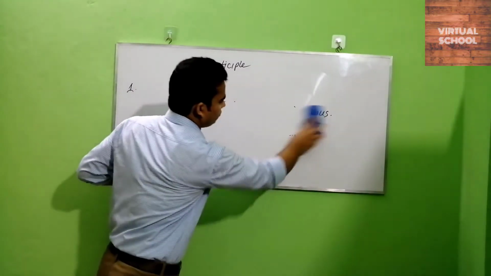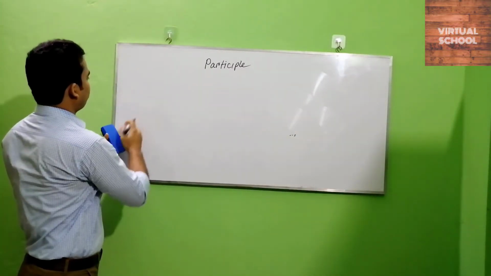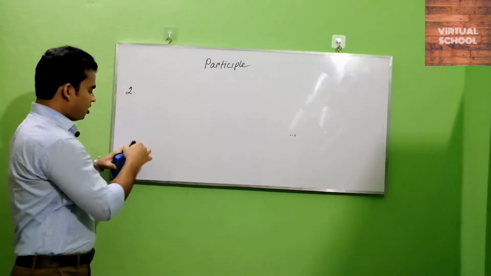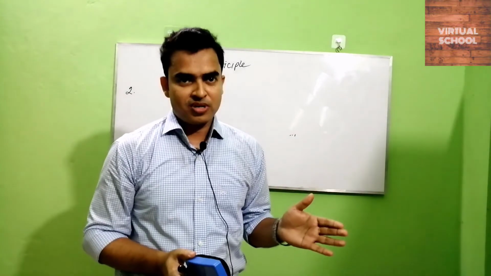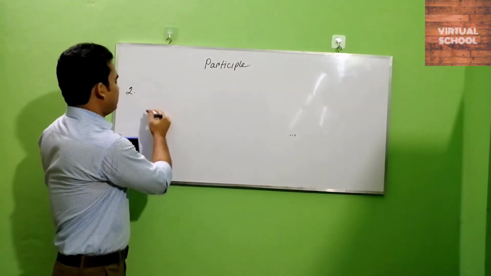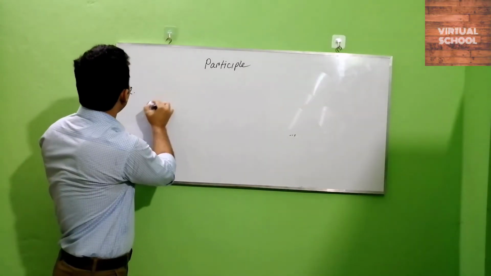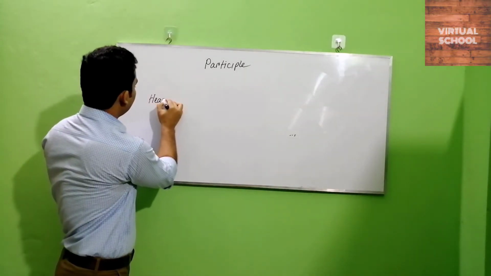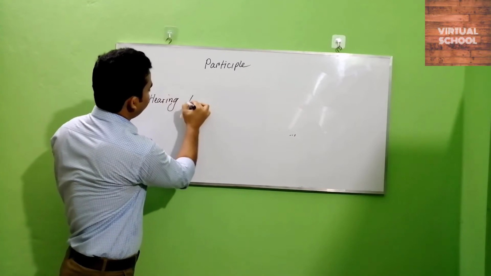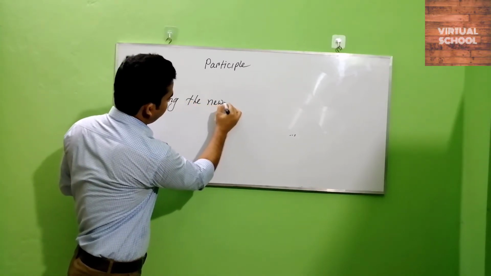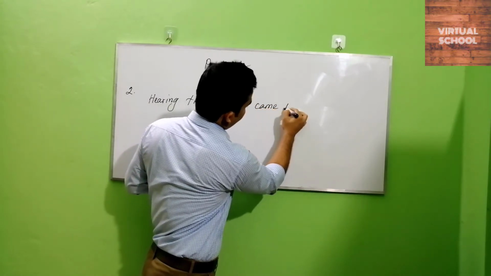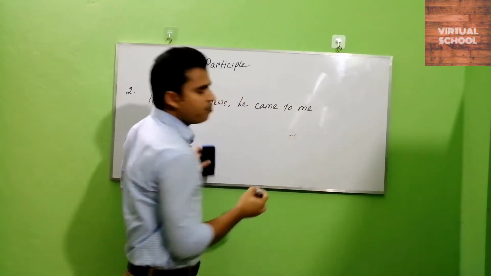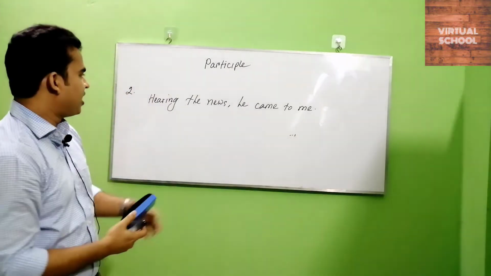Now, number 2, a present participle can govern a noun. A present participle can govern a noun or pronoun. Let's see an example here. Hearing the news, he came to me.